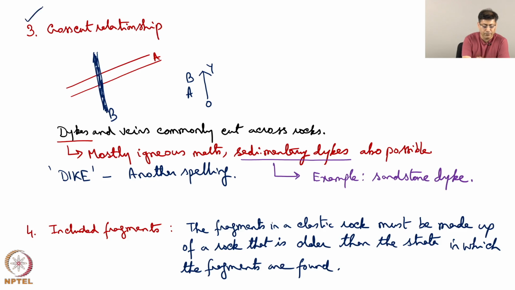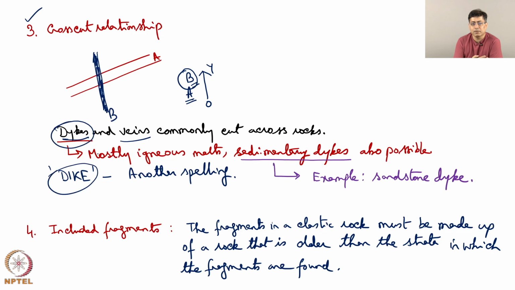Now we will see the cross-cut relationship. Suppose in the field we are observing either on a horizontal section or on vertical section or in an inclined section, we see that rock A has been cut by rock B. So here we say that rock A is older and B is younger. What can be the example of rock B? Dikes and veins. There are two spellings for beginners, DYKE and DIKE. But in your research paper, in your thesis, use a single spelling. Dikes and veins commonly cut across rocks.